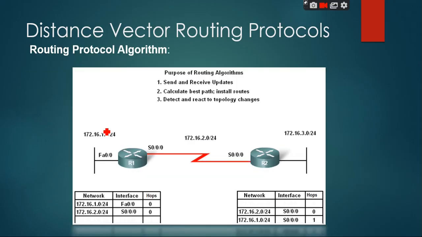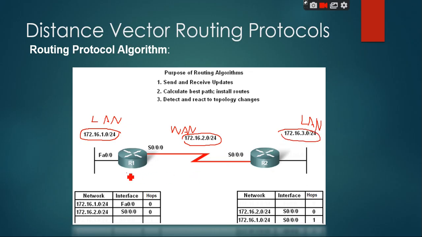Now look at this diagram. For example, we have two routers, router 1 and router 2. In R1 you have a LAN connected, which is 172.168.1.0/24, and we have a WAN between these routers which uses 172.168.2.0/24, and we have another LAN for R2 which is 172.168.3.0.